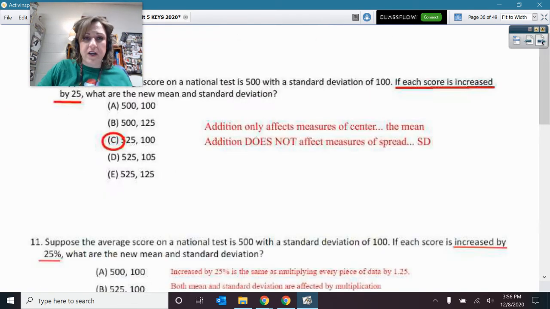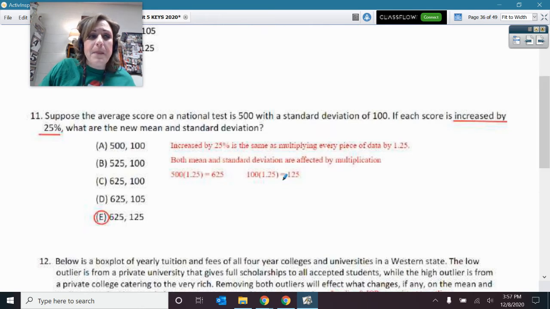All right, moving on. So here we go. Each score is increased by 25. Addition only affects the center, the mean. It does not affect the spread. So the mean will become 525. The standard deviation will not change. All right, number 11. But this is 25%. That is a multiplication component. That's multiplying by 1.25. So that affects mean and that affects spread. So that multiplication component increases both mean and spread.